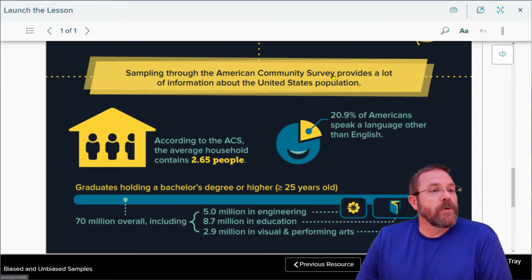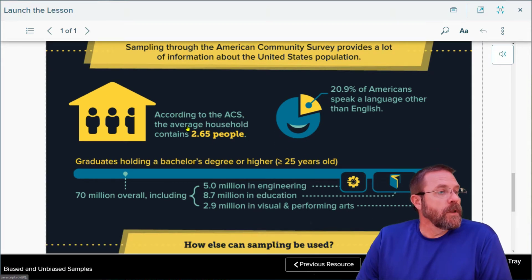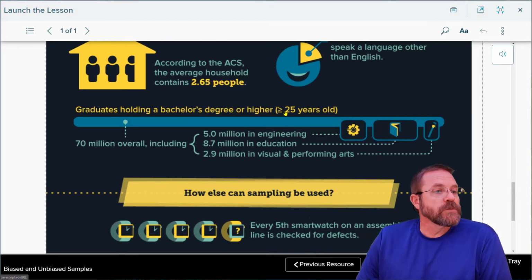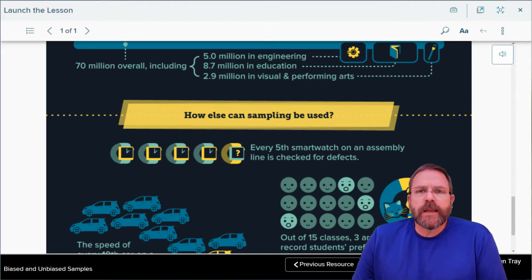Sampling through the American Community Survey provides a lot of information about the United States population. According to it, we can find that the average household contains 2.65 people. We can also find that 20.9% of Americans speak a language other than English. We find that graduates holding a bachelor's degree and higher, greater than 25 years of age, that's going to be 5 million in engineering, 8.7 million in education, and 2.9 million people in the visual arts hold a bachelor's degree or higher.